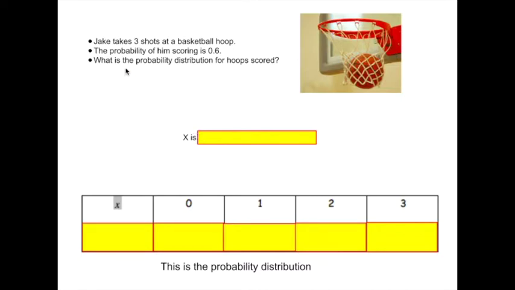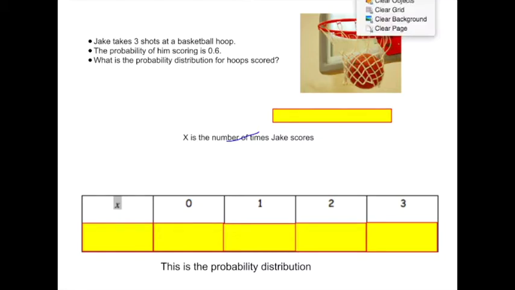So if we take a look at this example, we've got Jake taking 3 shots at a basketball hoop. The probability of him scoring on any one occasion is 0.6. What is the probability distribution? What are the discrete random variables for the hoops that he scores? So first of all, the notation that we use is a capital X. Very commonly, that's the letter that's used to denote a discrete random variable. And we should always start the question by defining that clearly. So here I want to say that X is the number of times that Jake scores.